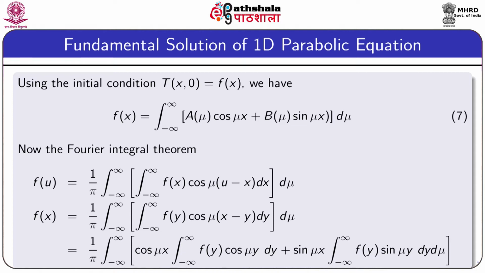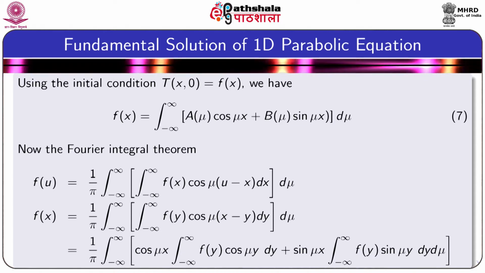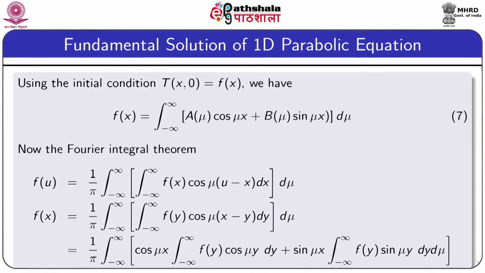Now, we expand this cosine function: cos (mu x minus mu y) is cos a cos b plus sin a sin b. Now, we separate the integral into two parts as the sum of these two terms: 1 by pi, integration 0 to infinity, cos mu x integration minus infinity to plus infinity f(y) cos mu y dy, plus sin mu x integration minus infinity to plus infinity f(y) sin mu y dy, d mu.